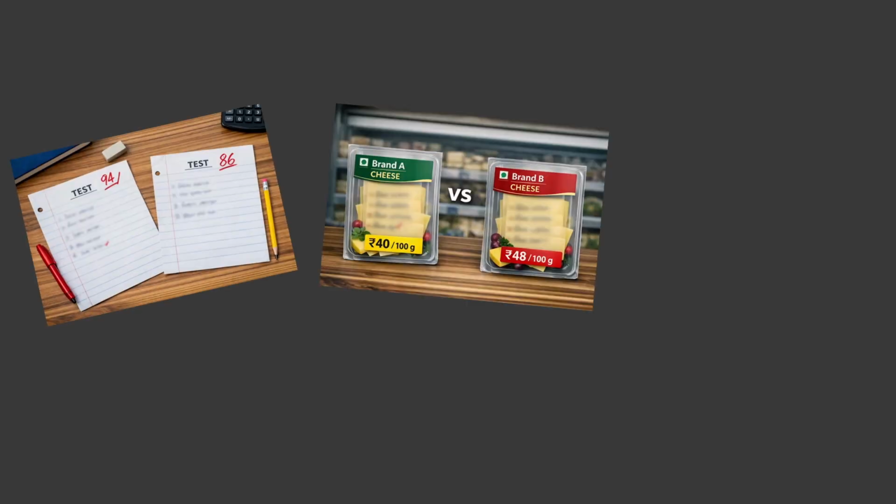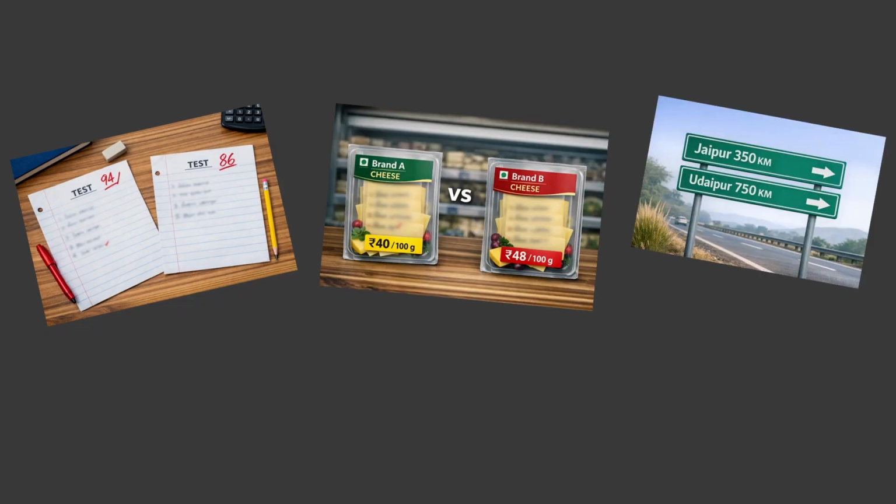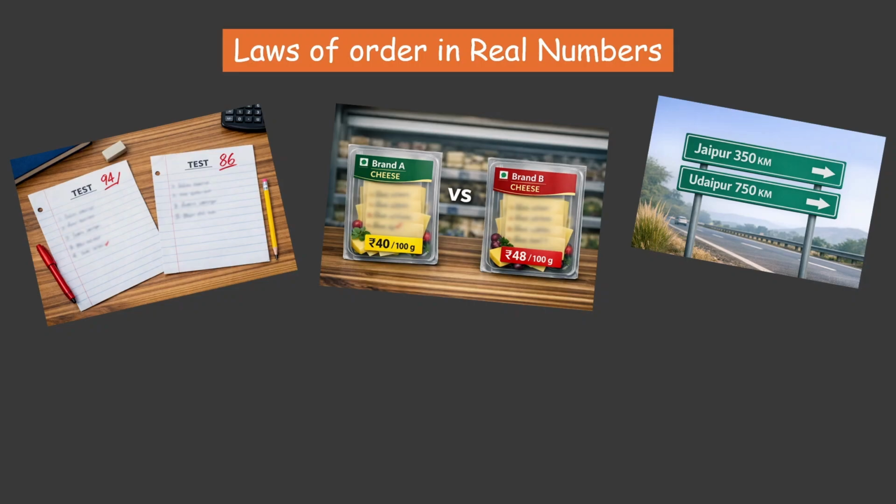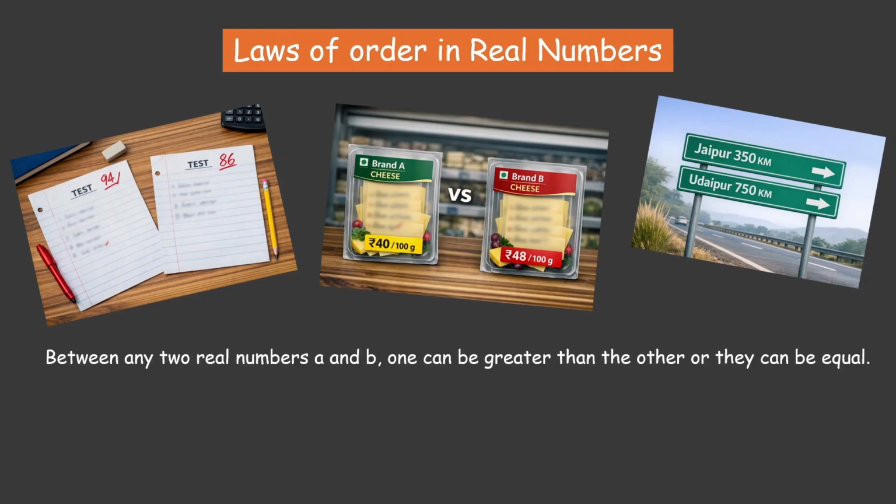We compare numbers every day, be it marks, prizes, or distances. Mathematics gives us precise rules for how comparisons work. These rules are called laws of order in real numbers. Between any two real numbers A and B, one can be greater than the other or they can be equal. This relational property determines the order of real numbers.